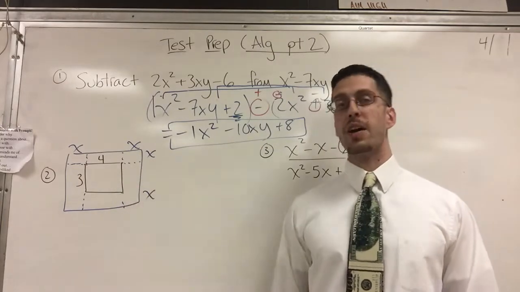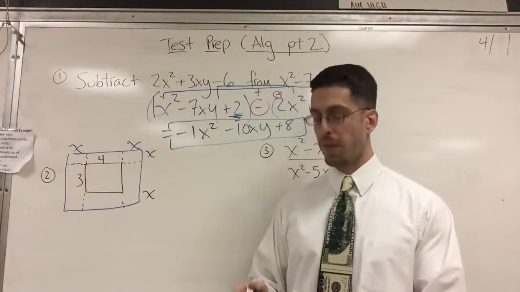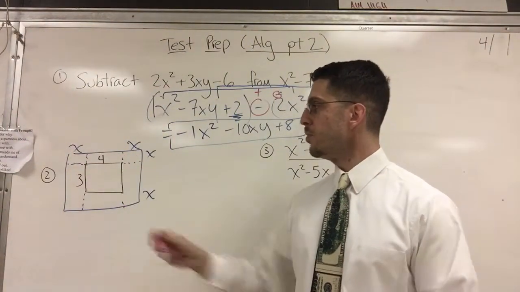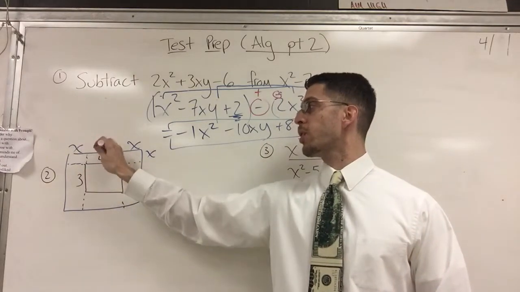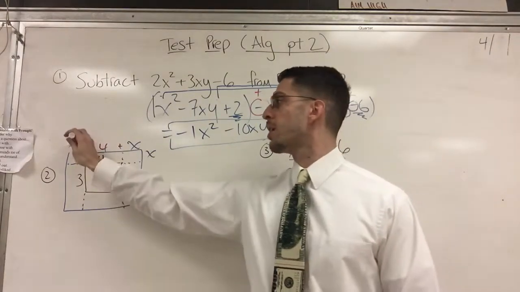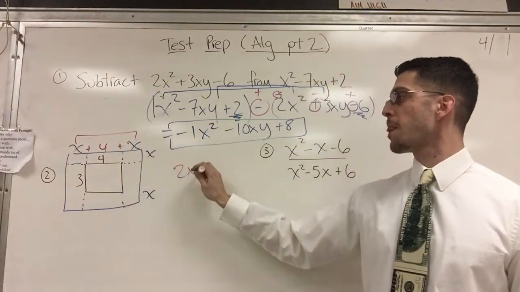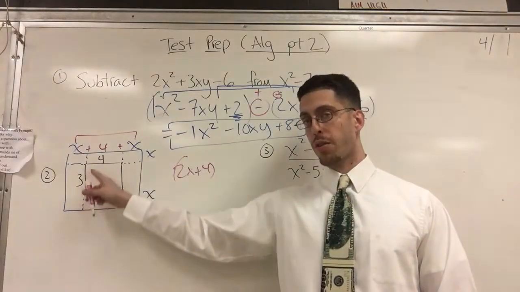So the old length was 4. What's the new length? Well, from here to here is 4. So from here to here is still 4. So that's x plus 4 plus x. What's the new length? 2x plus 4.